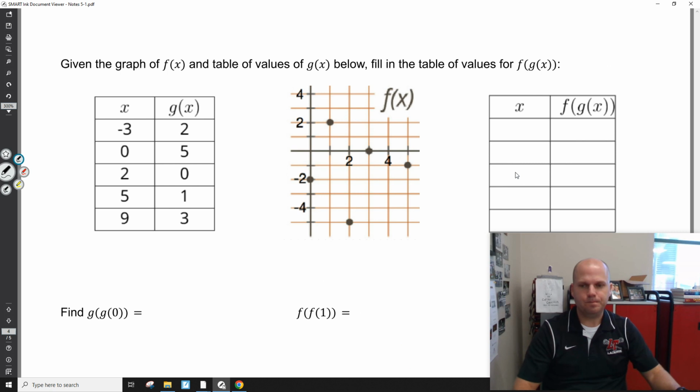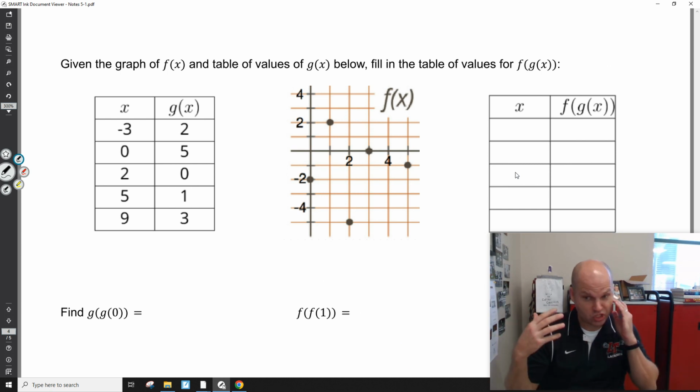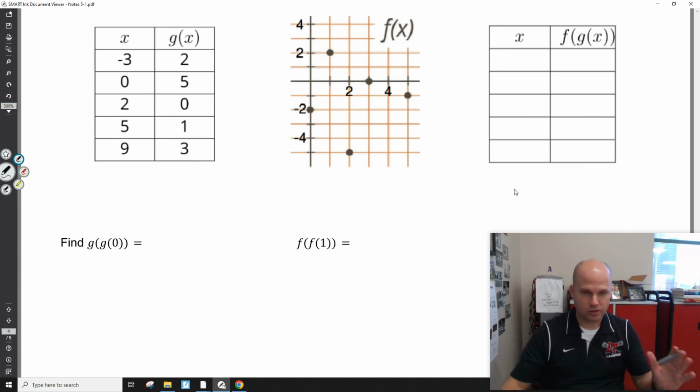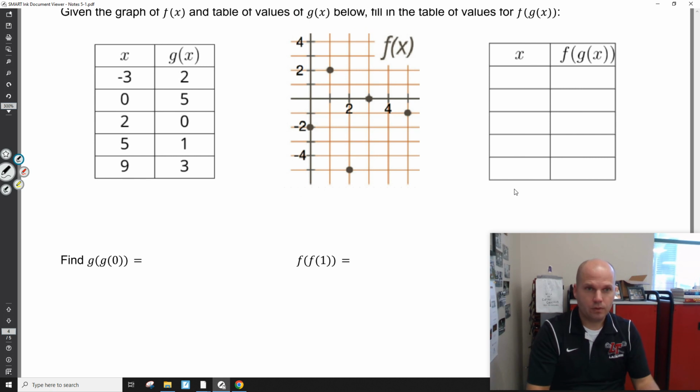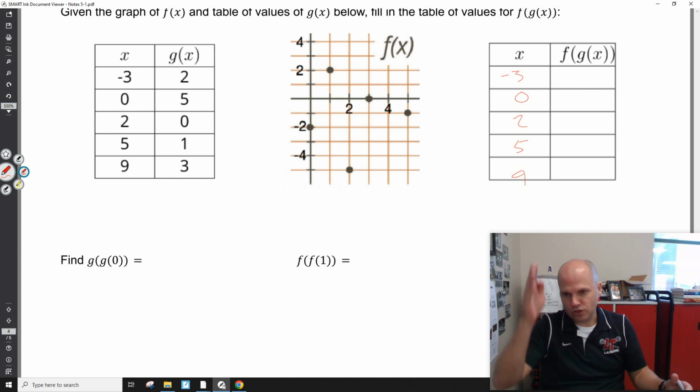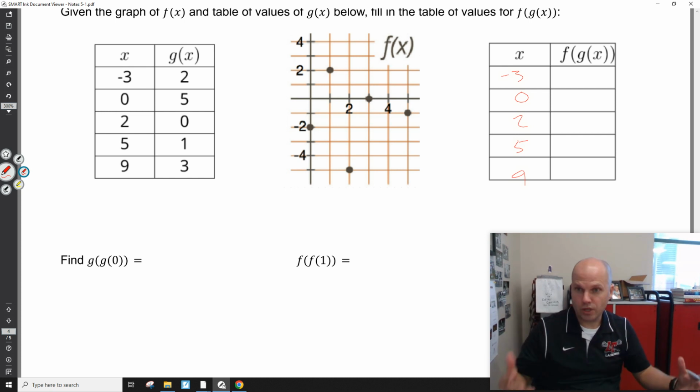The rest are just different representations of machines and how you can compose them and have them work with each other without having an expression, without having equations. For example, here is a g function for certain x values. Here's an f function. So tell me, if you plugged in these x's, -3, 0, 2, 5, and 9, into the big machine of g inside of f, what do you get?